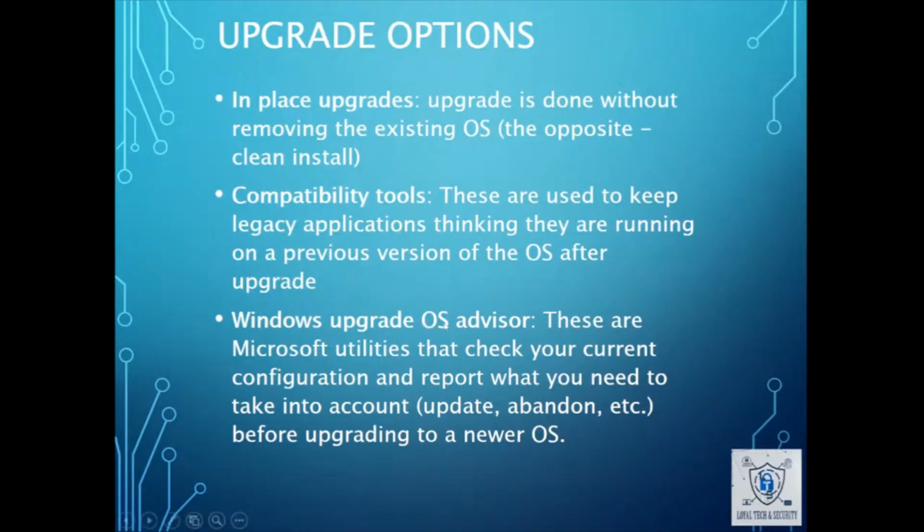Windows Upgrade OS Advisor. These are Microsoft utilities that check your current configuration and report what you need to take into account, update, abandon, etc. before upgrading to a newer OS. Windows Upgrade OS Advisor is a Microsoft utility that checks which applications you should update and which you should abandon, meaning remove, before upgrading.